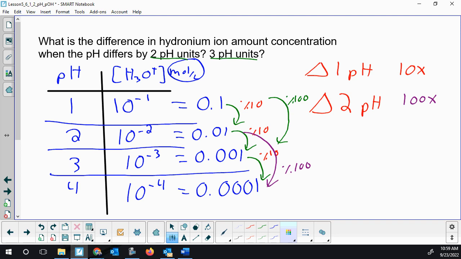So hopefully we maybe see the pattern. I'm not going to write out this one with arrows. I'd clutter my diagram too much. So it's a 10 times for 1 pH. It's 100 times for 2. 3 pH units would be 1,000.